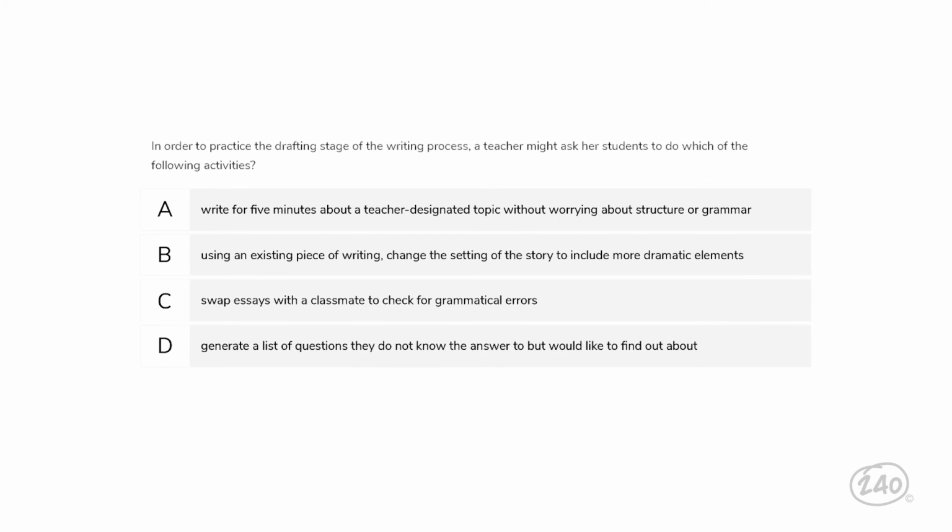In order to practice the drafting stage of the writing process, a teacher might ask her students to do which of the following activities. Write for 5 minutes about a teacher-designated topic without worrying about structure or grammar. Using an existing piece of writing, change the setting of the story to include more dramatic elements. Swap essays with a classmate to check for grammatical errors. Generate a list of questions that they don't know the answer to but want to find out.